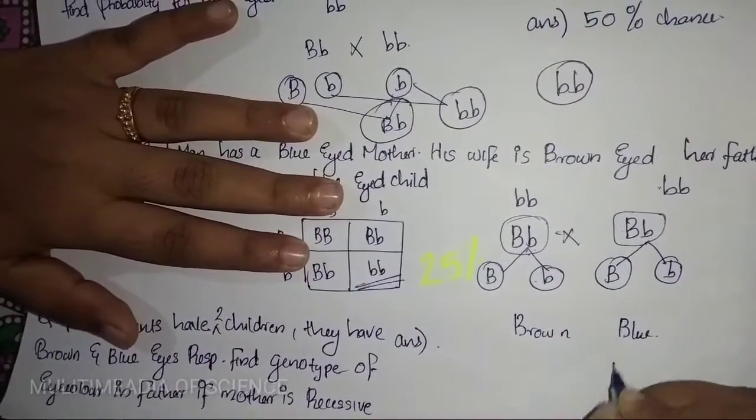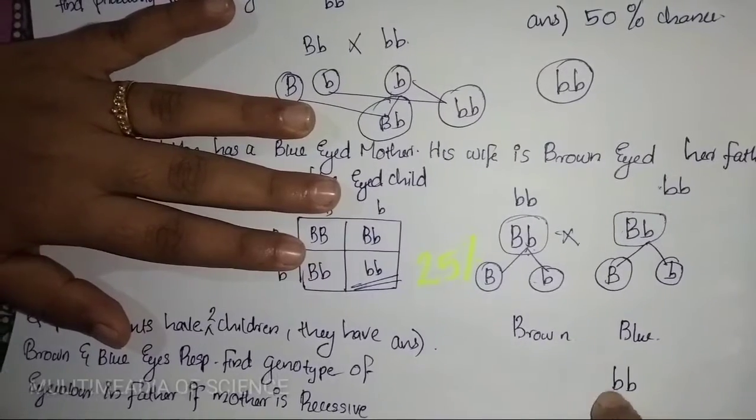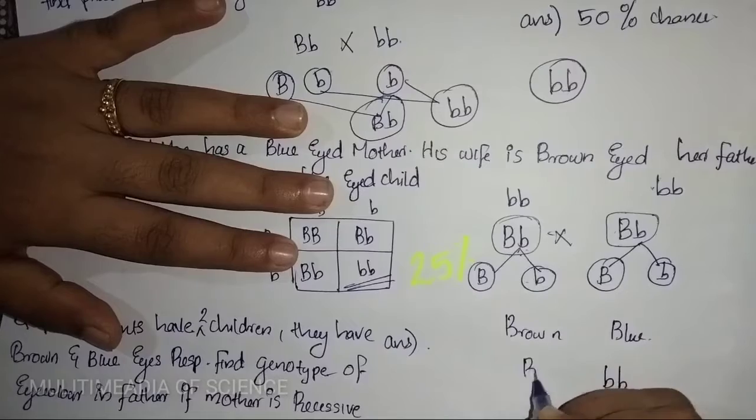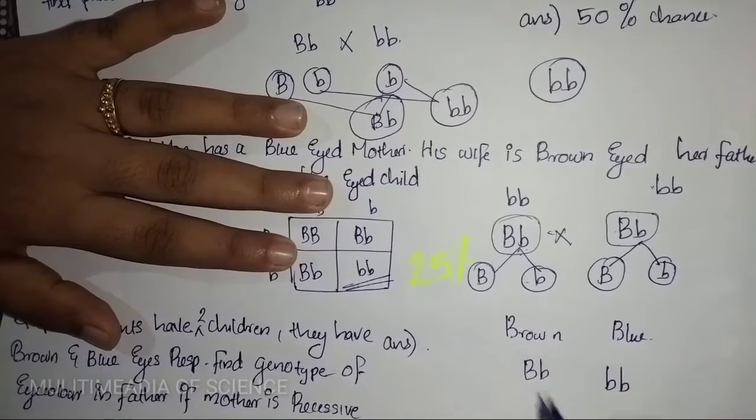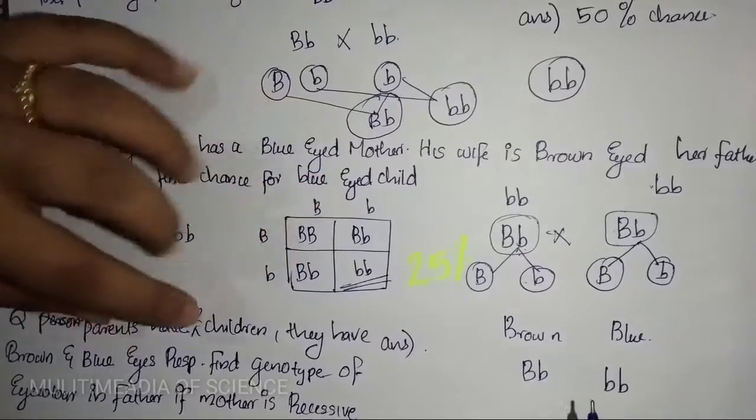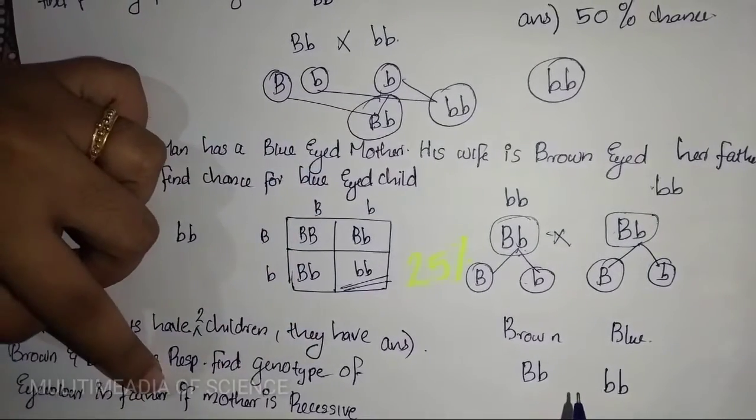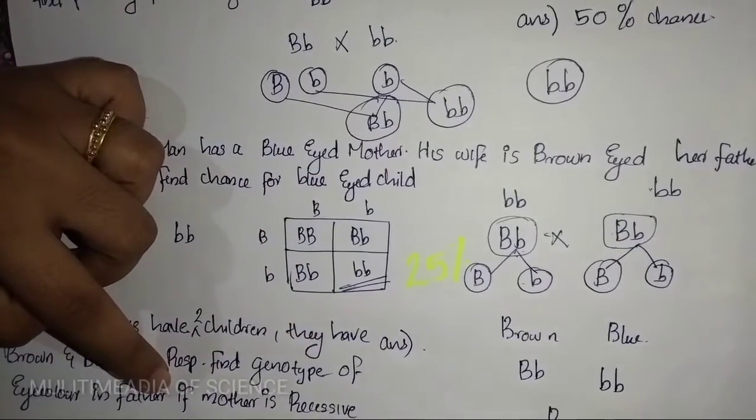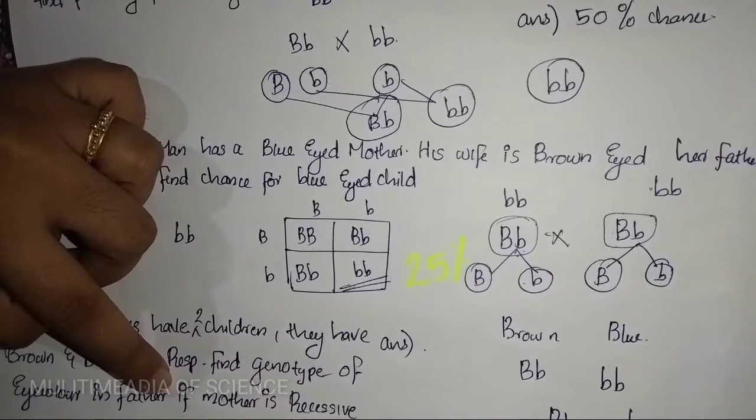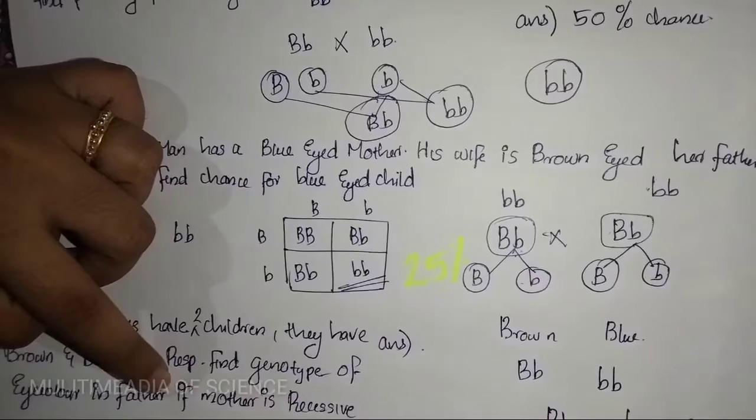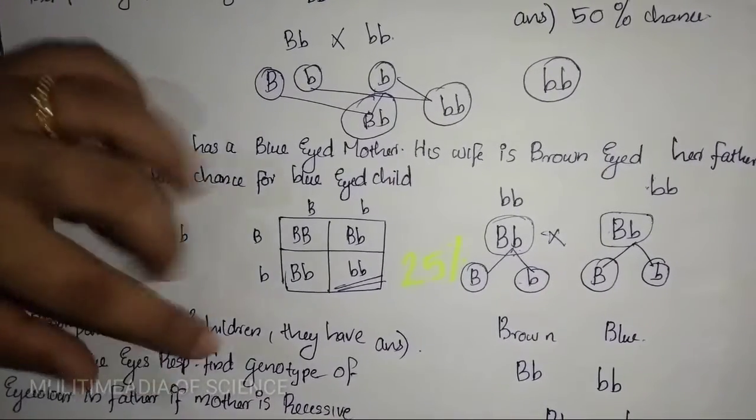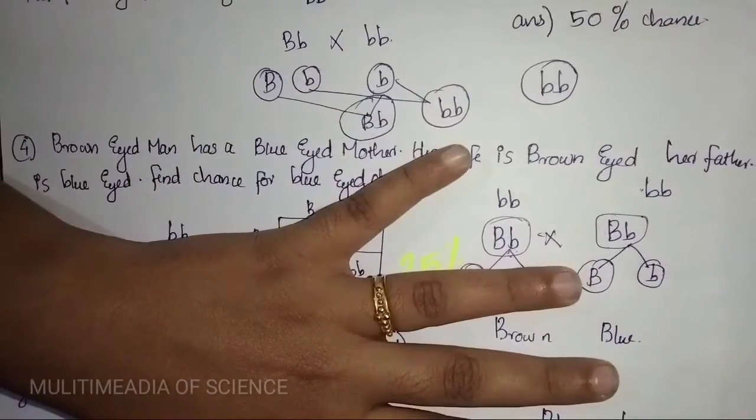So the mother is recessive, which means small b, and the brown child is capital B, small b. So what is happening? The genotype of eye color in the father is capital B, small b. It is heterozygous in condition. Okay, hope that this question is also clear for you.